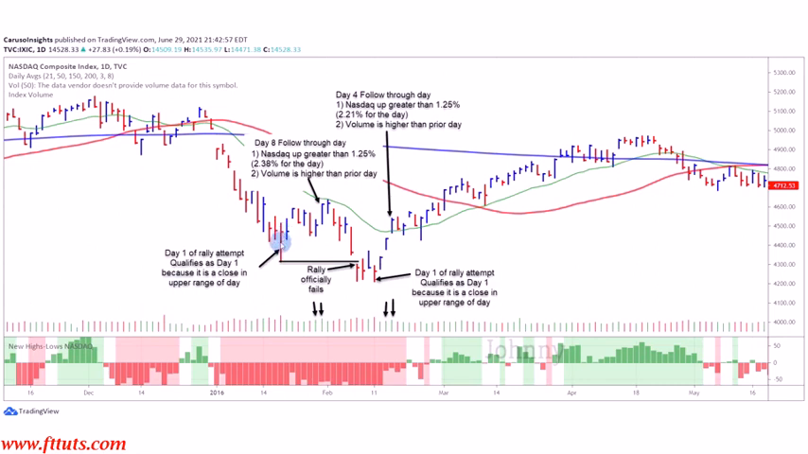So we had day one of a rally attempt, and on the 8th day, the NASDAQ was up greater than 1.25%. It was actually up 2.38% for the day, and volume was higher than the prior day. So this is your follow through day, and you should be thinking bullishly at this point and looking for buying opportunities. Unfortunately, it was a failed follow through day, and you know that rather quickly by the fact that you rolled over just a couple of days later. But the rally officially fails once you take out the low and you're making new lows in the marketplace. So although you do want to react when you see a follow through day, that doesn't mean you buy with abandon.